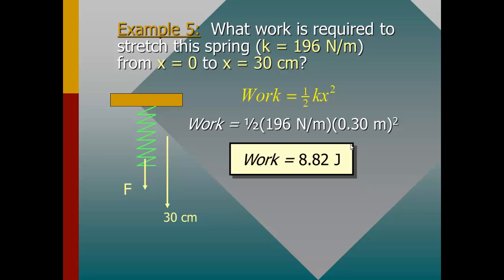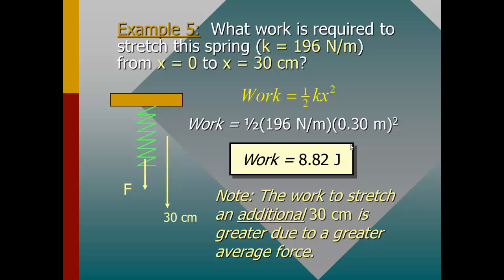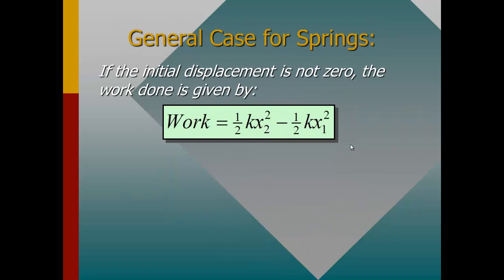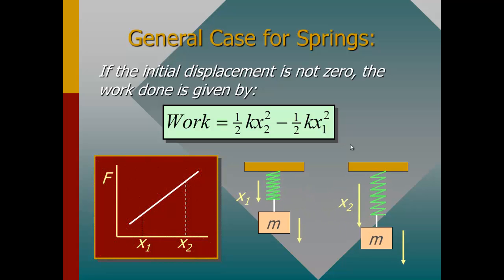The work to stretch an additional 30 centimeters is greater due to a greater average force. So if I wanted to stretch it a little bit more, it's already stretched some, but the force is going to increase because of the greater displacement. So it would take more work than the first 30 centimeters. If the initial displacement is not 0, the work is given by 1/2 kx2 squared minus 1/2 kx1 squared. So in general, it would be the area under that part right there. So it's just the change, as we'll learn later, in the potential energy.